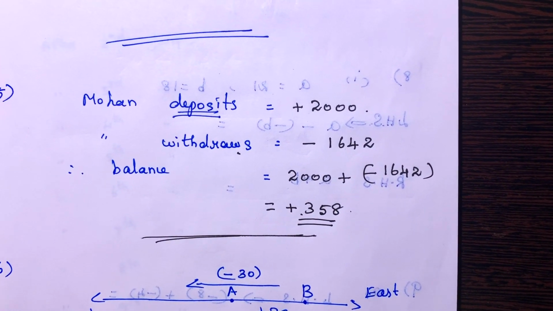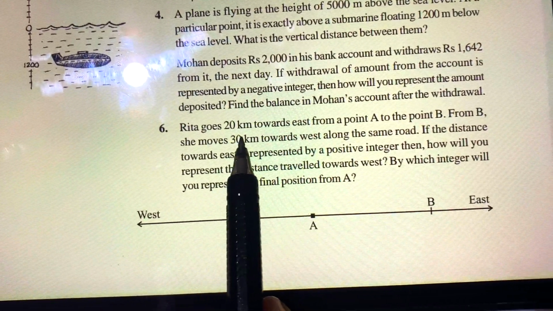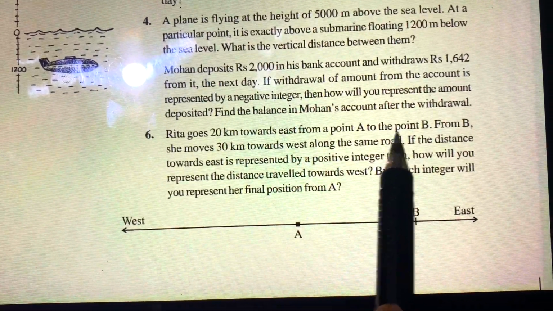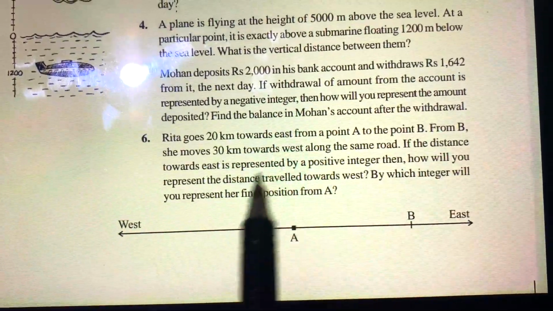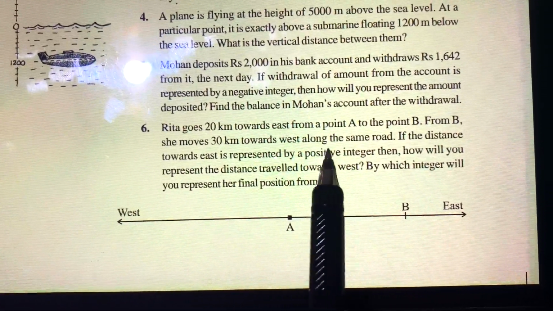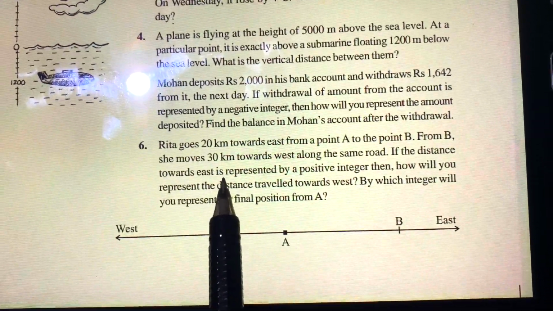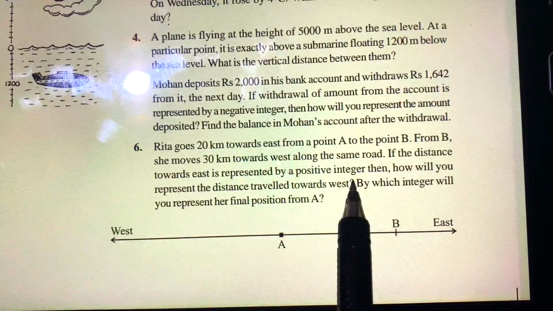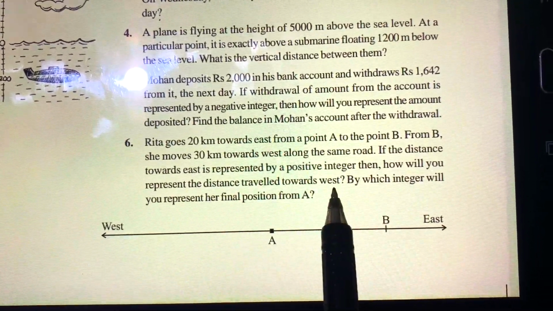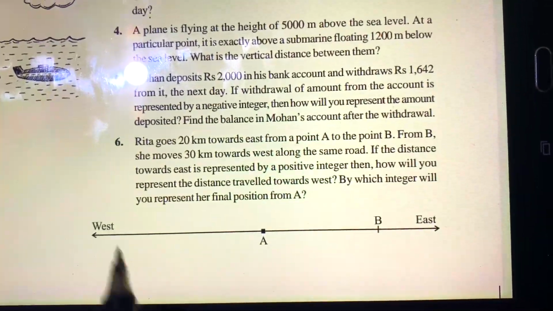So now we can go for the next sum. Rita goes 20 kilometers towards east from a point A to the point B. From B, she moves 30 kilometers towards west along the same road. If the distance towards east is represented by a positive integer, then how will you represent the distance traveled towards west? Obviously, east is coming this side and west is coming this side.